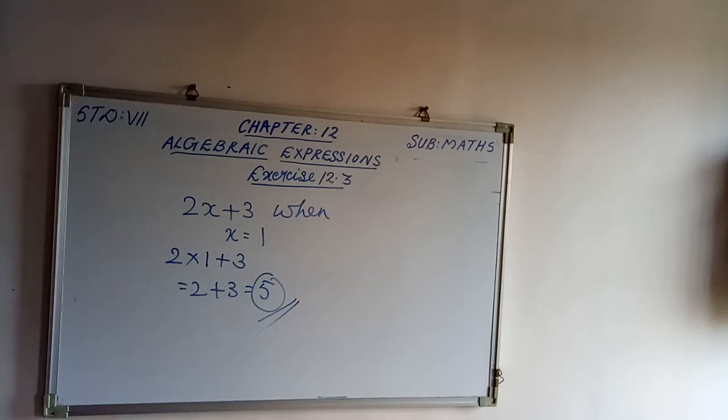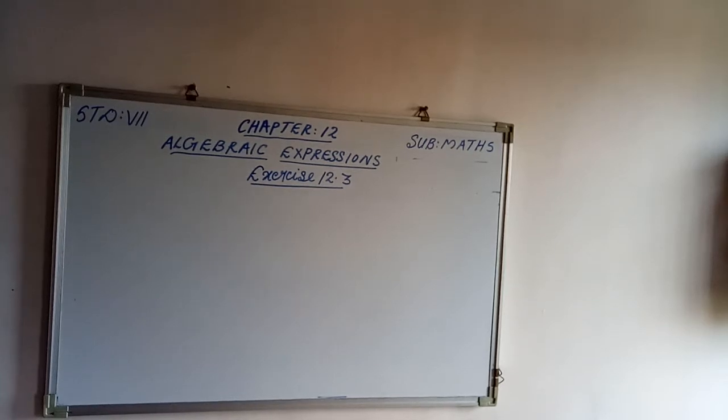Based on this, we can solve exercise 12.3. First question of exercise 12.3: if m is equal to 2, find the value of the expressions. There are 5 expressions given. Substitute the value of m in the given expressions, then you will get the value of that algebraic expression. So first question, m minus 2.